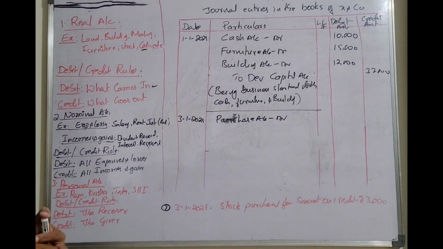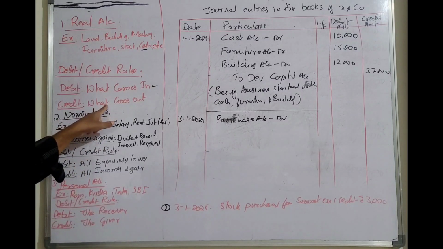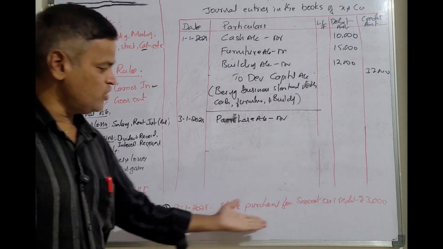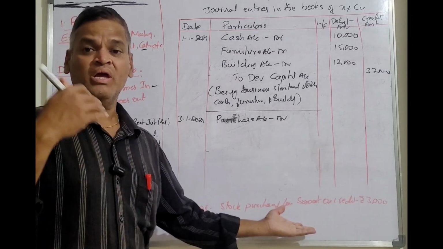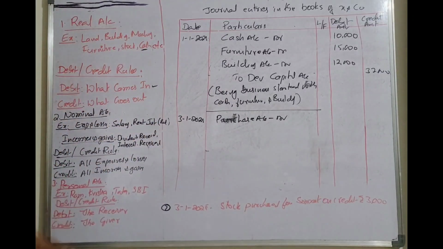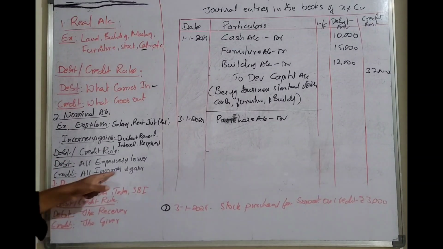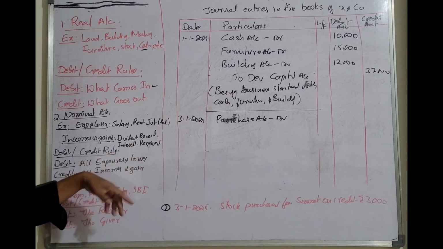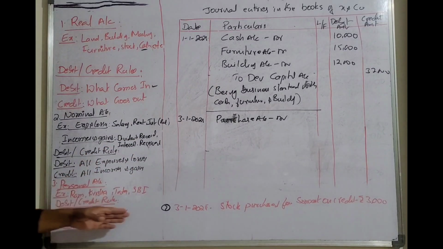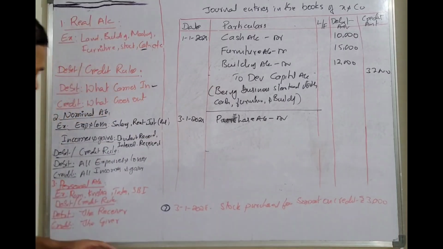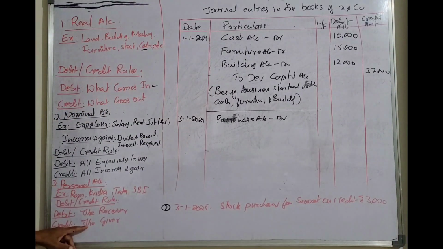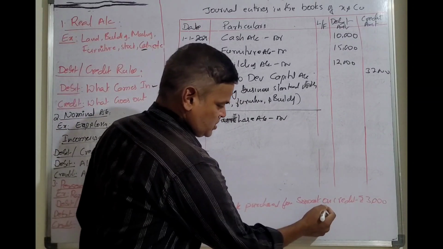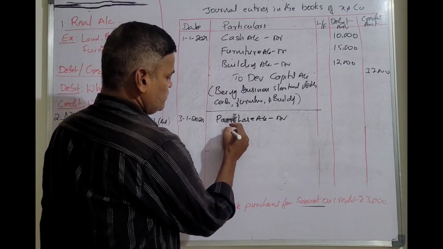Now we have to write the credit. If you want to write the credit, we have to check according to real account first: what goes out. Is anything going out from the business? No, we have purchased stock on credit, so we are not getting an answer in real account. Then we have to check nominal account. According to nominal account, credit is for all incomes and gains, like dividend received, rent received, interest received. No income is there in this transaction. Then we have to check according to personal account. According to personal account, credit the giver. So who is giving the stock? Somesh, right? Hence, we can write down Somesh account.